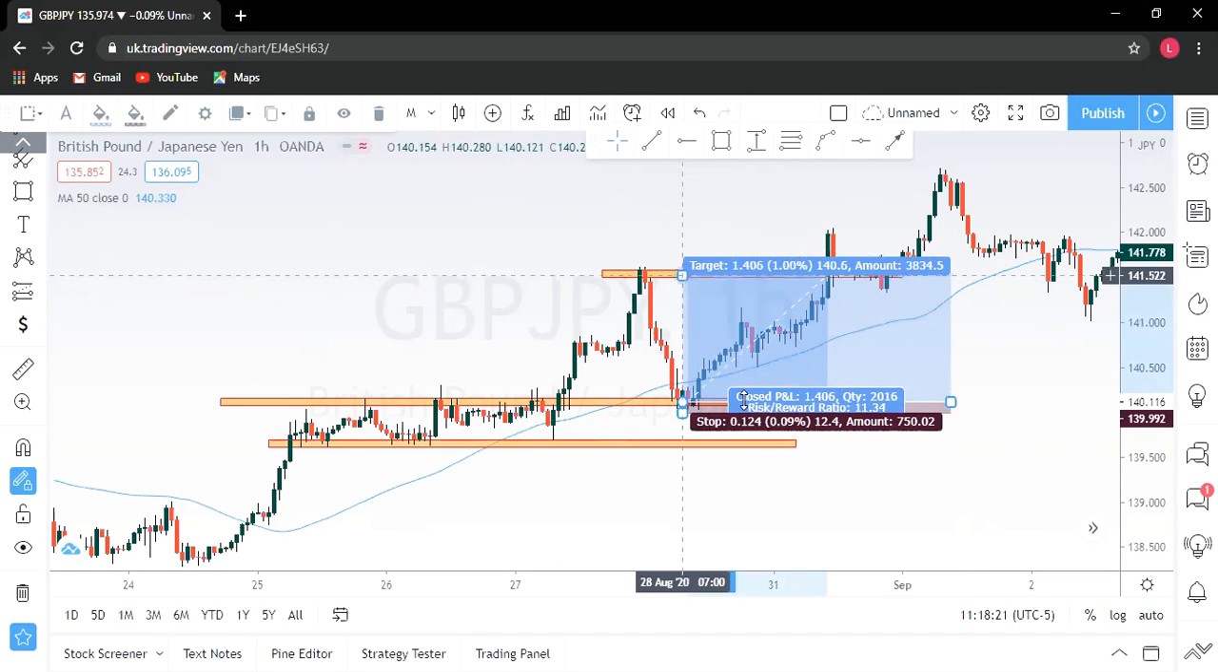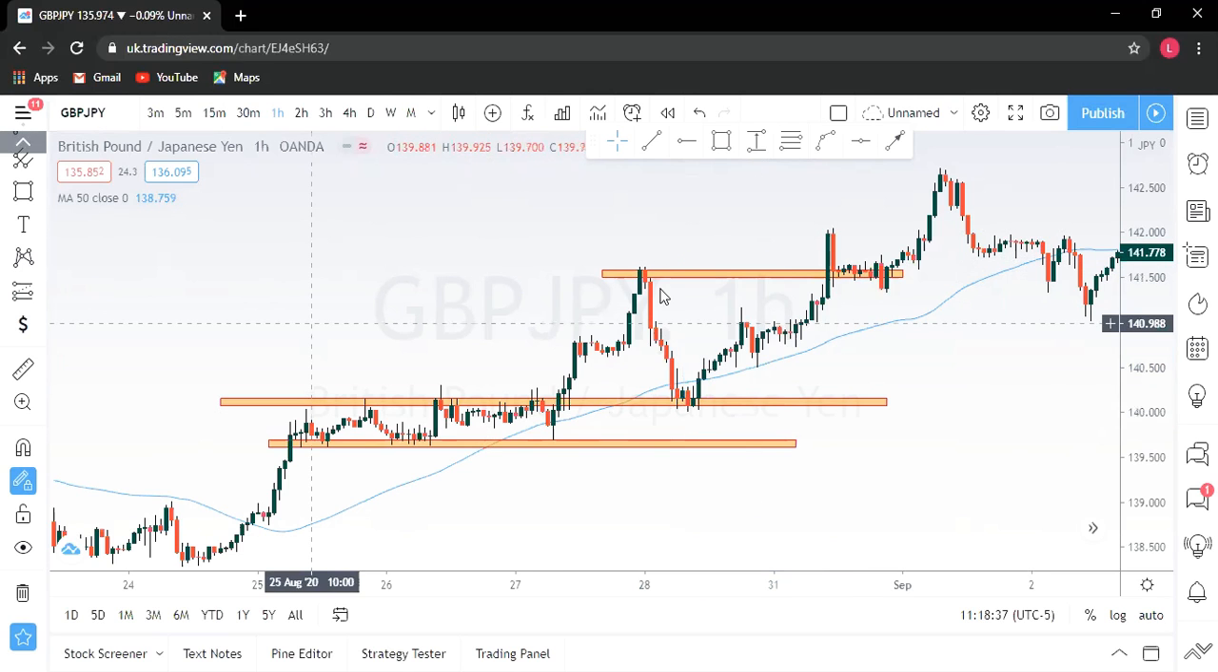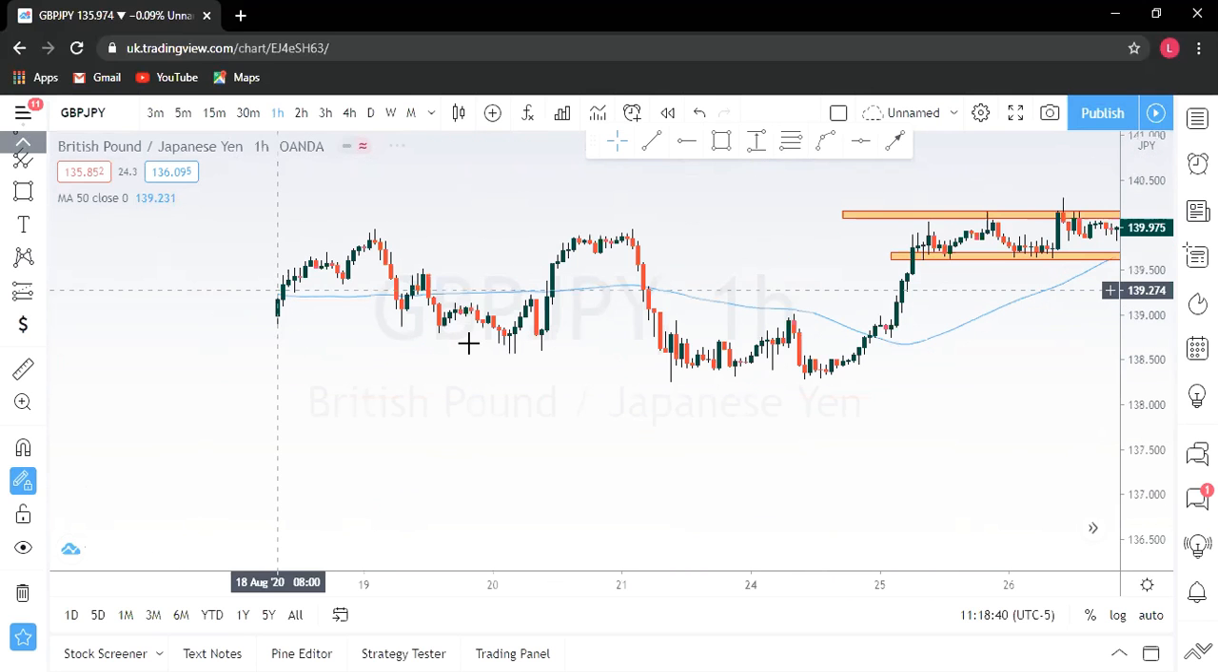So can you see that that's 1:11? That means maybe you are risking $10 to make $110. So your stop loss is 12.4 pips. Your take profit is 140.6 pips. So that is how to go about trading support, resistance, breakouts, retest. So let's look for more examples on that.